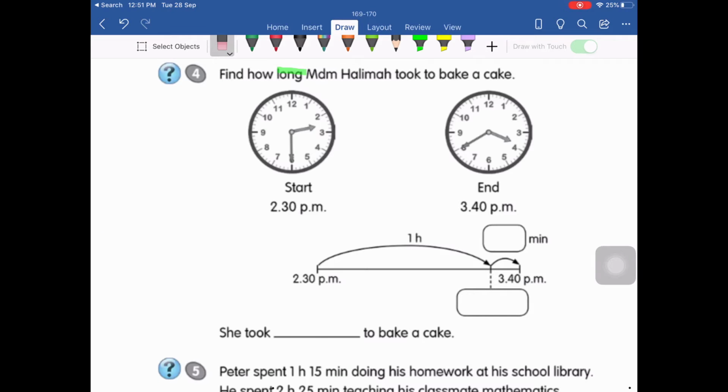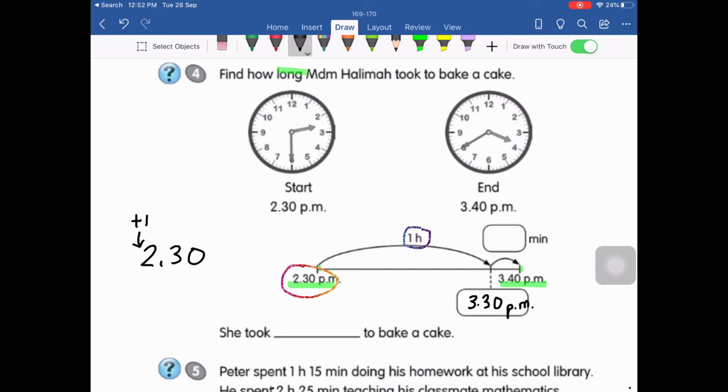Question 4. How long did Madam Halima take to bake a cake? So she started at 2:30 and ended at 3:40. We are going to find the duration that she took. So from 2:30 p.m., 1 hour later, that will be plus 1 hour to the hour hand, that will be 3:30 p.m.